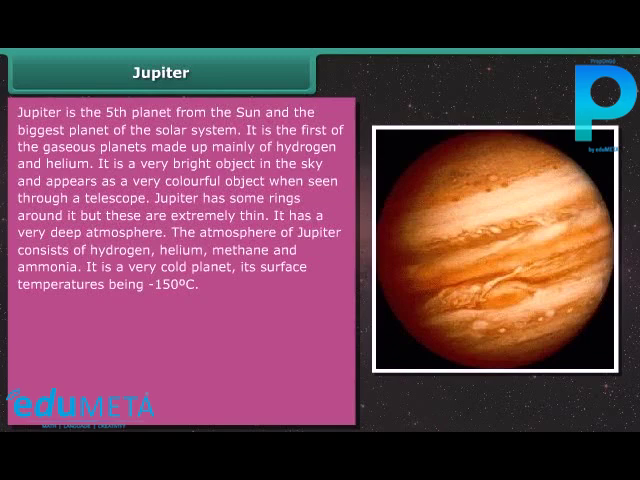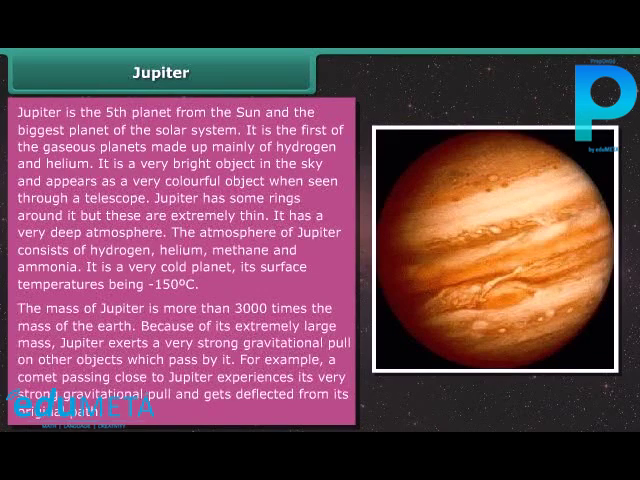The atmosphere of Jupiter consists of hydrogen, helium, methane, and ammonia. It is a very cold planet, its surface temperature being minus 150 degrees Celsius. The mass of Jupiter is more than 3,000 times the mass of the Earth. Because of its extremely large mass, Jupiter exerts a very strong gravitational pull on other objects which pass it by. For example, a comet passing close to Jupiter experiences its very strong gravitational pull and gets deflected from its original path.